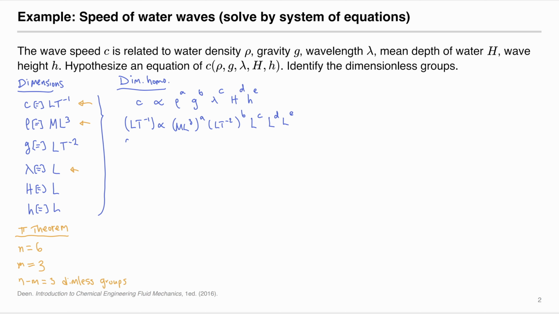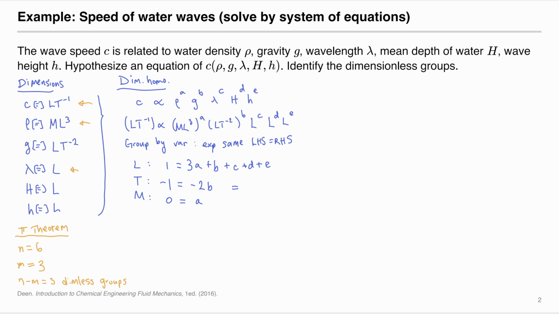Now I can group these by variables, because for each of these variables, L, T, and M, the exponents are the same on the left hand side and the right hand side. And so this gives that for L, on the left hand side I have 1, which is equal to minus 3a plus b plus c plus d and plus e. For time T, I have minus 1 on the left hand side, and on the right hand side, I have minus 2b. Finally, for M, on the left hand side I have no M, which is 0. And on the right hand side I have a.